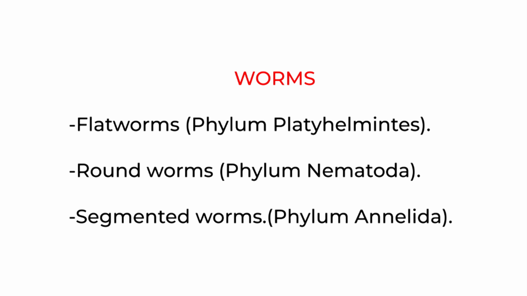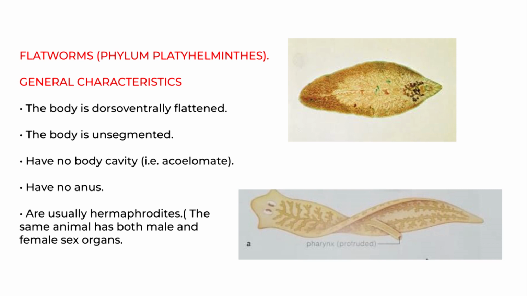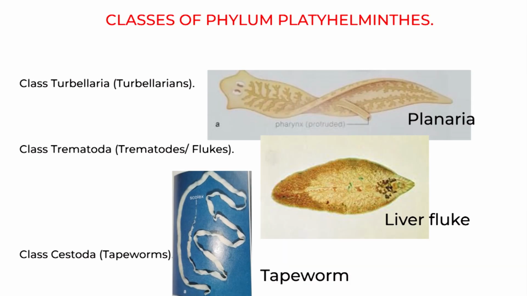Let's move on to look at worms, and we'll start with flatworms, Phylum Platyhelminthes. The characteristics of flatworms: the body is dorsoventrally flattened, the body is unsegmented, they are acoelomate, they don't have an anus, and they are usually hermaphrodites. Now, classes: we have class Turbellaria, class Trematoda, that's the flukes, and class Cestoda, tapeworms.